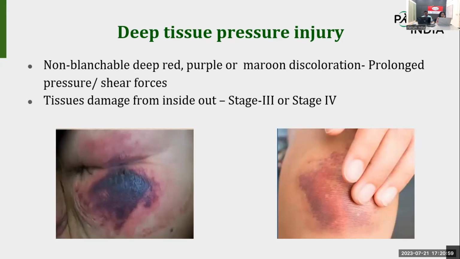So this one is non-blanchable, only the skin, with no breakdown at all. Now it's a maroon or purple discoloration only. Actually, it mainly happens with prolonged pressure or continuous shear forces. The second point I already told as a risk factor: pressure in opposite directions while changing position on the skin surface can also cause it.